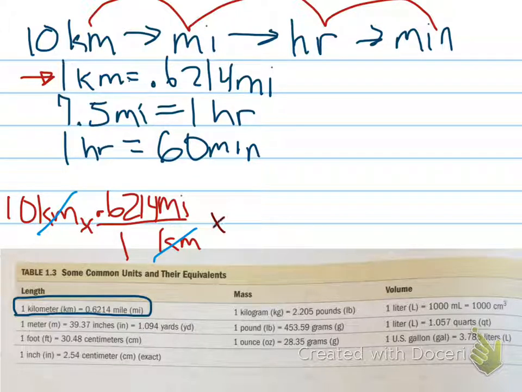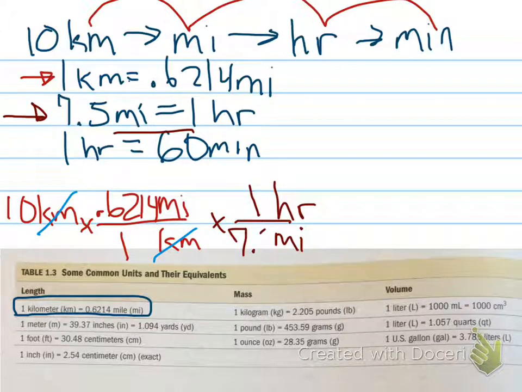So now we're at miles, and we're going to convert miles into hours using this conversion factor. So again, we have miles, so we want to get rid of miles, so that goes on bottom, and we are converting it into hours. And we know that in 1 hour, she can run 7.5 miles. So now our miles cancel out, and we are left with the unit of hour. But we don't want to be left with hour.